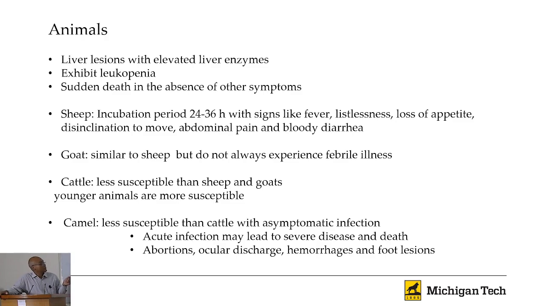So in animals, you can see there are a lot of similar lesions because it's also present in the sylvatic cycles where the animals also get infected. In sheep, the same thing. Just not to remember, but just to go through it: 24 to 36 hours of incubation period, and the same kind of symptoms like fever, loss of appetite. Goats also have similar symptoms, but do not always experience fever. So there are some species differences. Cattle are less susceptible than sheep. Camels are less susceptible than cattle, with asymptomatic infection. So they got infected, but they often don't show it. They have abortions, ocular discharge, those things.